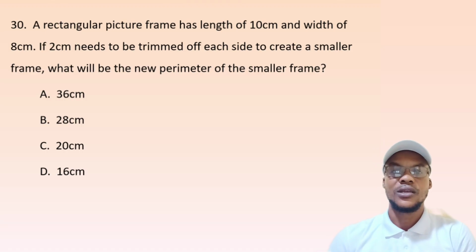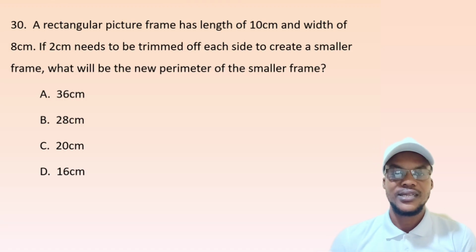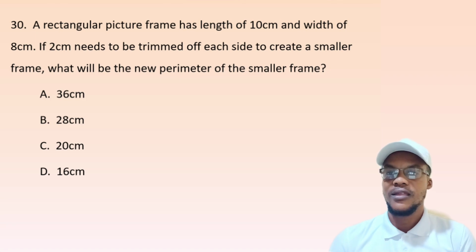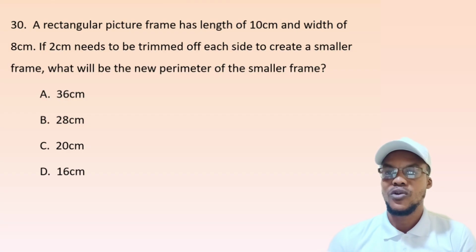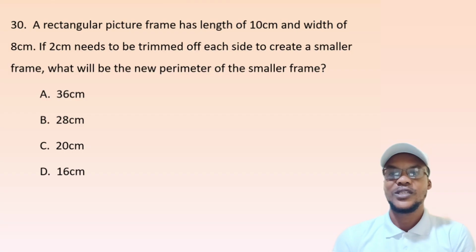So for this question, we are saying that a rectangular picture frame has a length of 10 centimeters and width of 8 centimeters. If 2 centimeters needs to be trimmed off each side to create a smaller frame, what will be the new perimeter of the smaller frame? So this is one of the questions that people were confused about as to how to go about it.